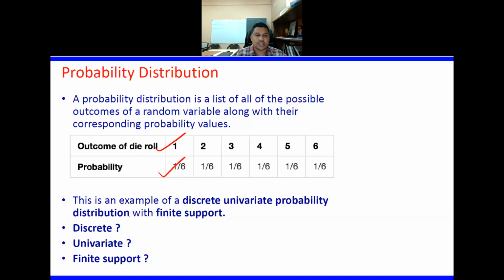So let's see an example here. This example which you are seeing here, it is a discrete univariate probability distribution. So why we say discrete, why we call it as univariate with finite support? Let's try to understand it.